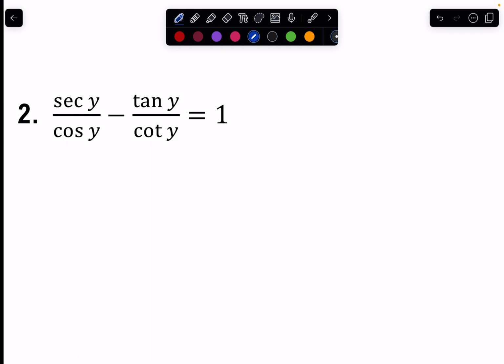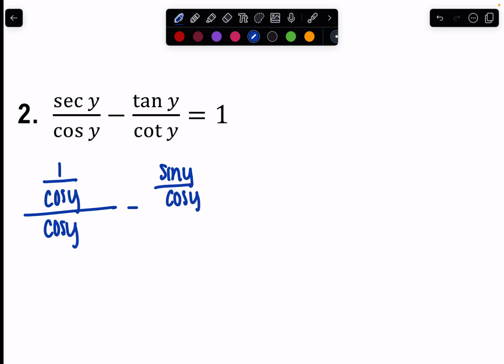So let's try to rewrite all of this. So secant is the same thing as 1 over cosine, divided by cosine on the bottom. So that first fraction, all I did was change secant into 1 over cosine. Minus tangent is the same thing as sine over cosine, divided by cotangent is the same thing as cosine over sine. Okay, and that's equal to 1.